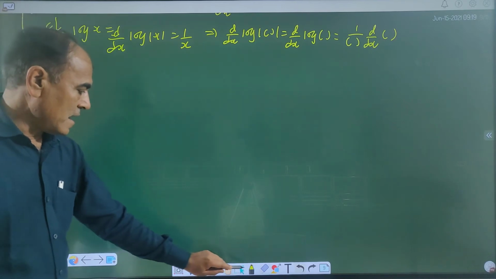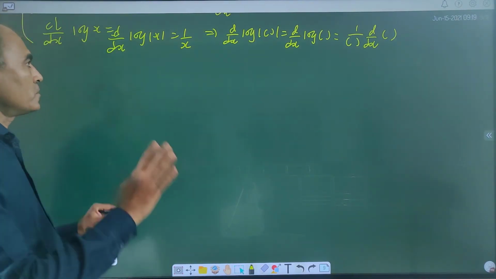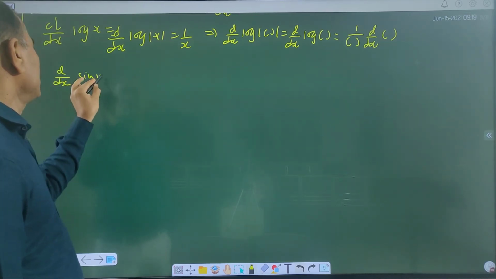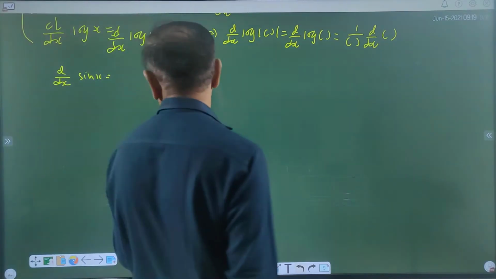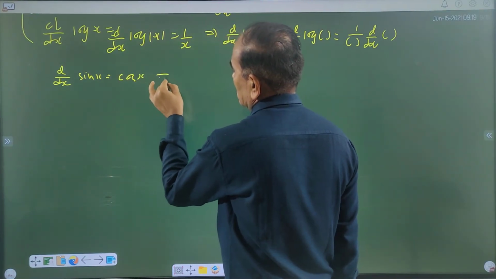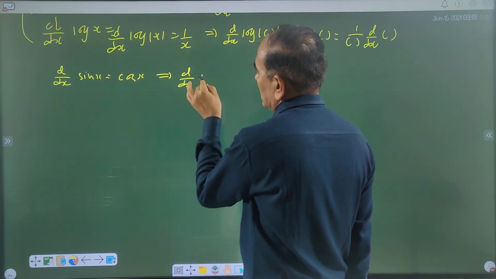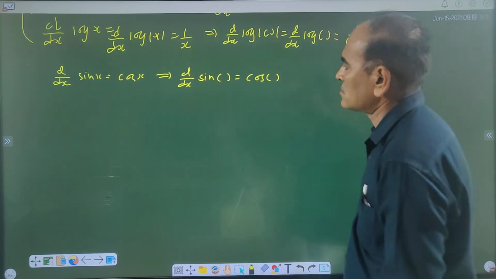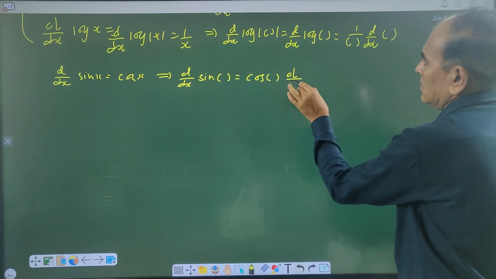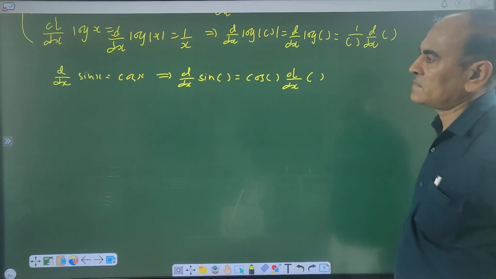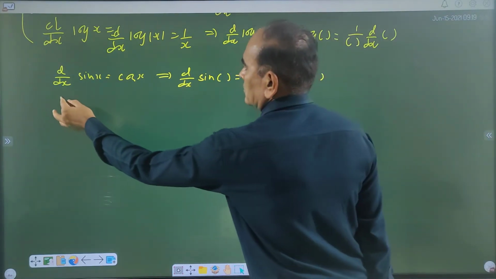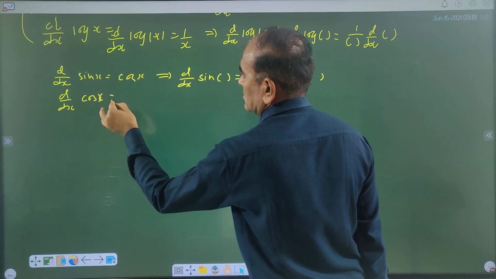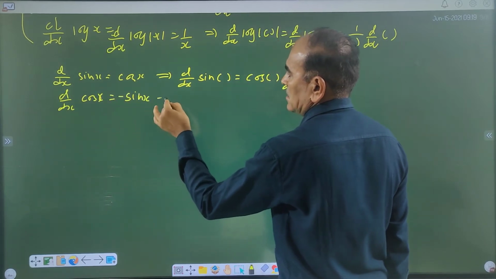See here. Now let us move on to our trigonometric forms. Six trigonometric forms are there, and we know them very well. What is the derivative of sin x? We know that it is cosine. So how are we going to remember it? D by dx of sin of some function is equal to cos of that function times d by dx of that function. Now d by dx of cos x is nothing but minus sin x.